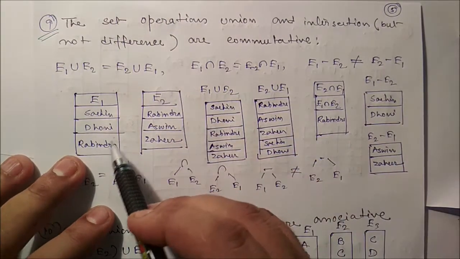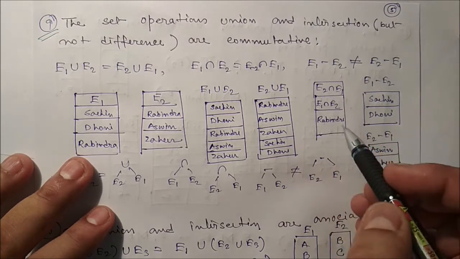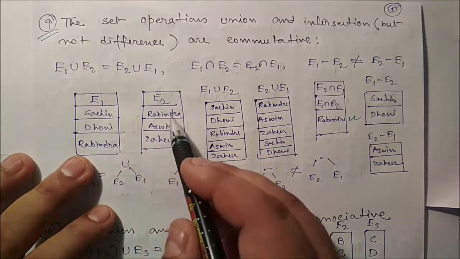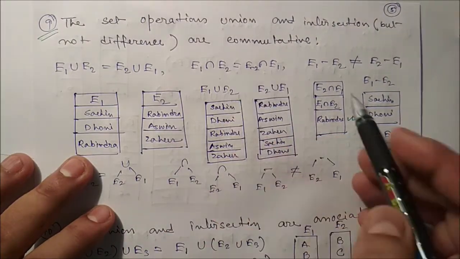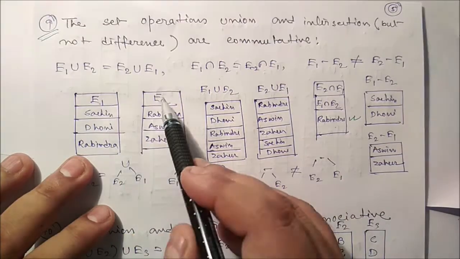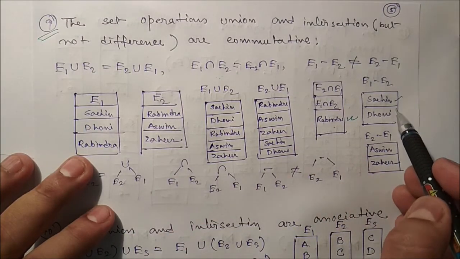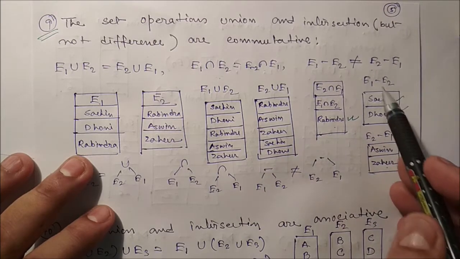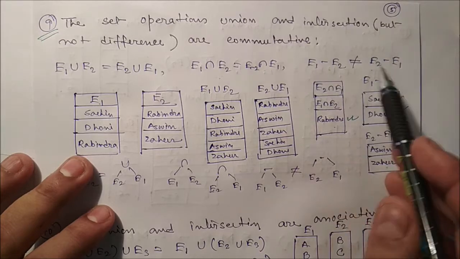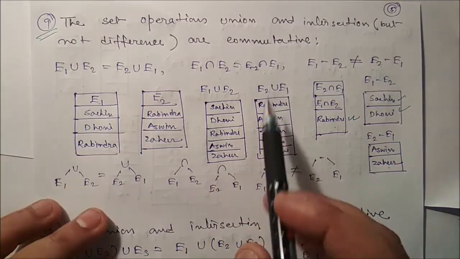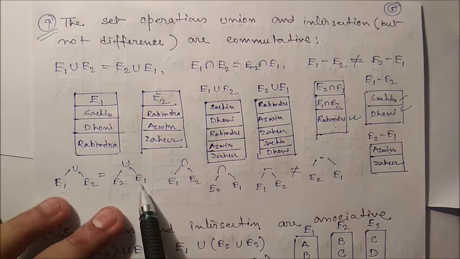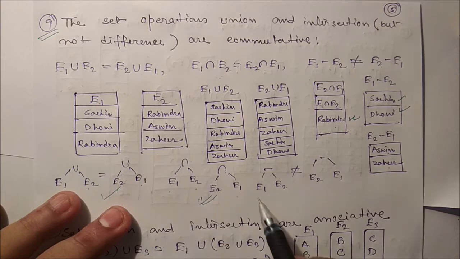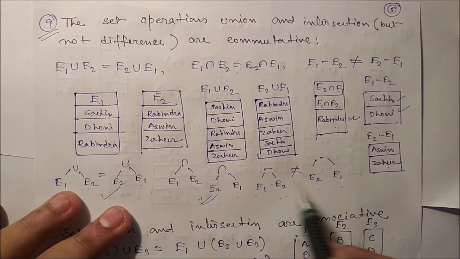Similarly, if you apply intersection between E1 and E2, and E2 and E1, in both cases the output is Ravindra Jadeja, the common one. So you can say both the expressions are the same. But if you apply E1 minus E2, the output will be Sachin and Dhoni, and if it is E2 minus E1, the output will be Ashwin and Zaheer. That means this is not equal to this one, so both are not equivalent. But E1 union E2 and E2 union E1 are the same, E1 intersection E2 and E2 intersection E1 are the same, but E1 minus E2 and E2 minus E1 are not the same.